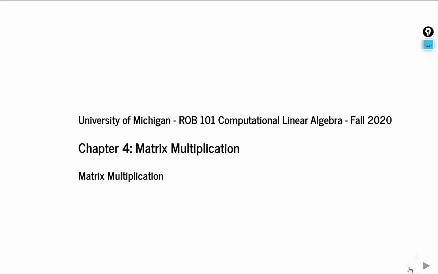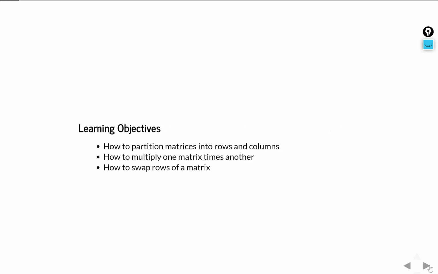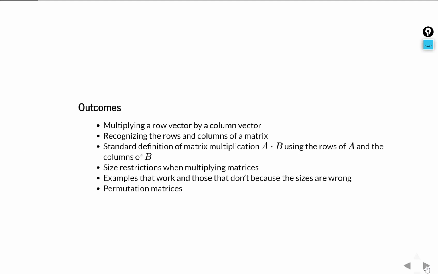Chapter 4, Matrix Multiplication. In this chapter, we're going to learn how to partition matrices into rows and columns, how to multiply one matrix by another, and how to swap rows of matrices. The outcomes are multiplying a row vector by a column vector, recognizing the rows and columns of a matrix, the standard definition of matrix multiplication, size restrictions when multiplying matrices, examples that work and those that don't, and permutation matrices.